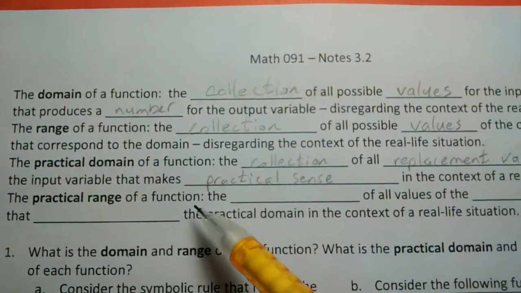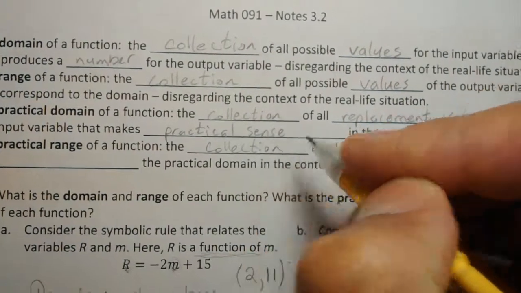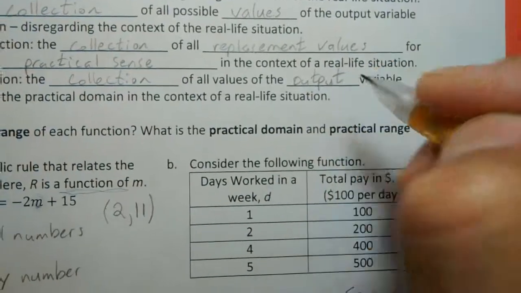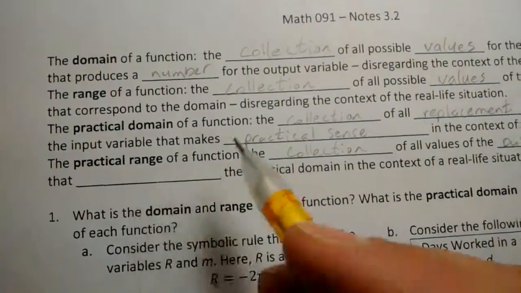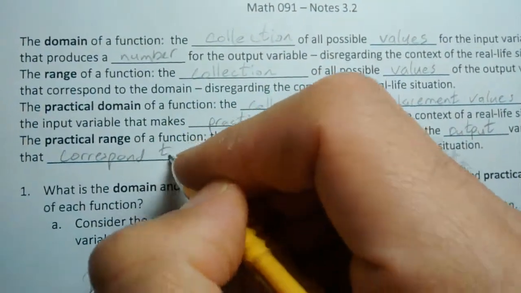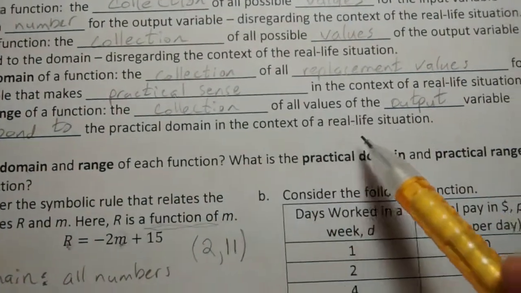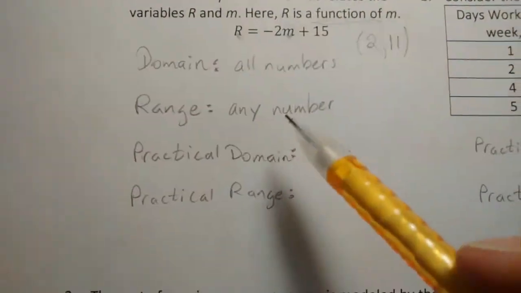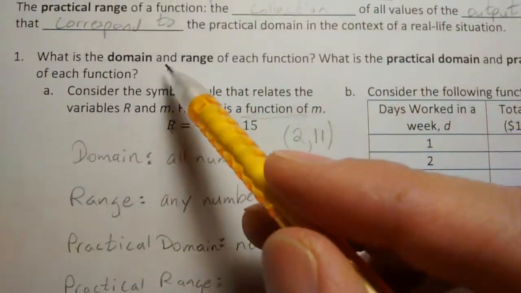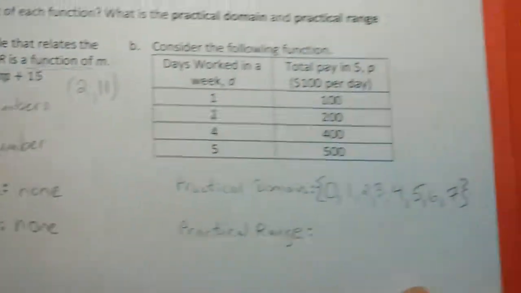The practical range of a function is the collection of all values of the output variable that correspond to the practical domain, once it's identified, I should say, in the context of a real life situation. So in this one, this practical range would correspond to this, and there is no real life situation, so we'll say there's none here. But here there is.